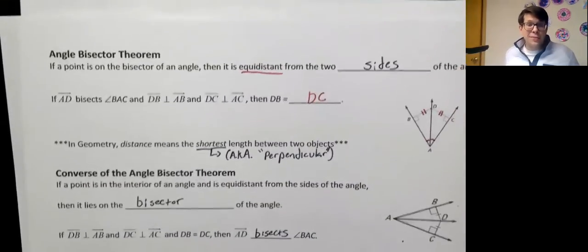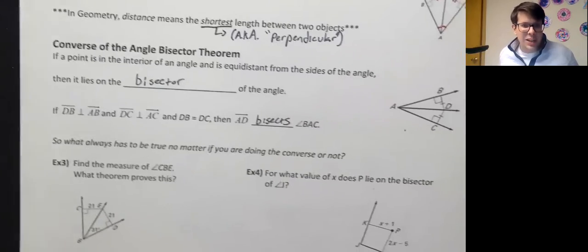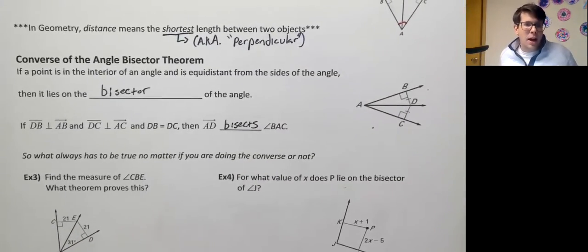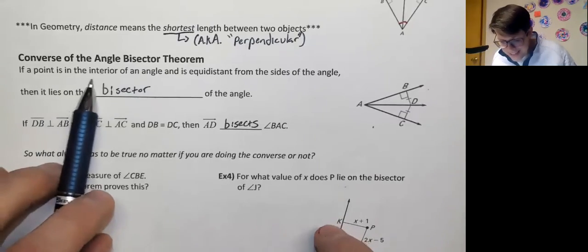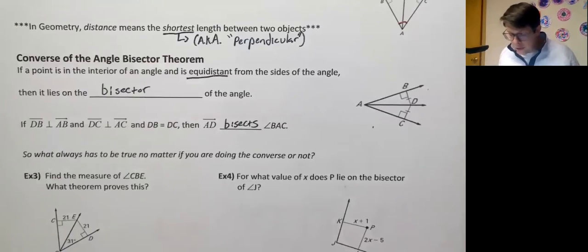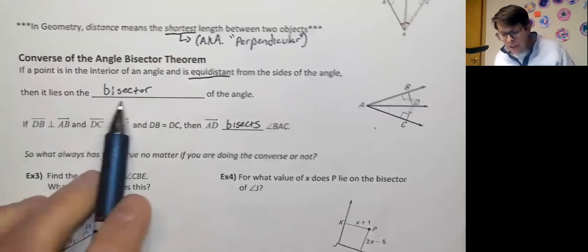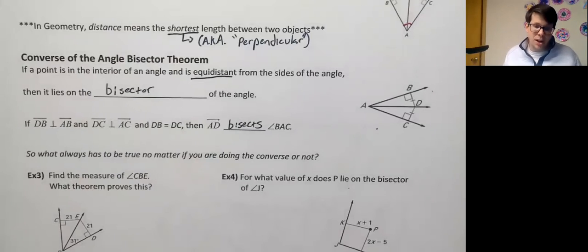Okay, so just like on the front side with the perpendicular bisector, the converse of the angle bisector exists and we can use it. The converse of the angle bisector is just going to work backwards. So if you're going to start off with a point that is in the interior of an angle and is already equidistant to two other points, then it is going to lie on the bisector of the angle. So we're going to end with the bisector instead of starting with it.